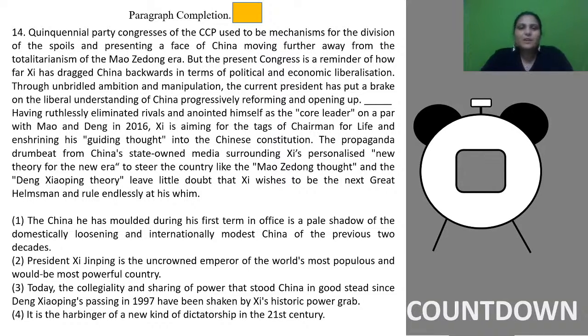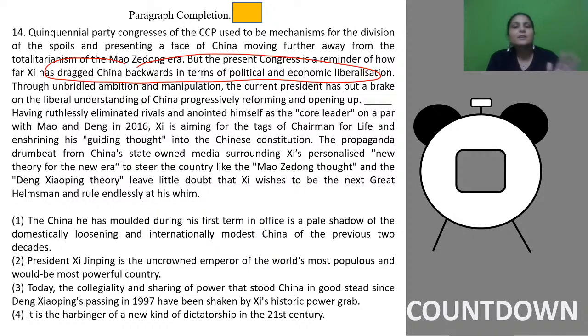Now, this person, Xi, they are saying he has dragged China backwards in terms of political and economic liberalization. So the entire passage is about two things. First, what Xi has done and how it has impacted China's prospects in terms of politics and economic liberalization going further.